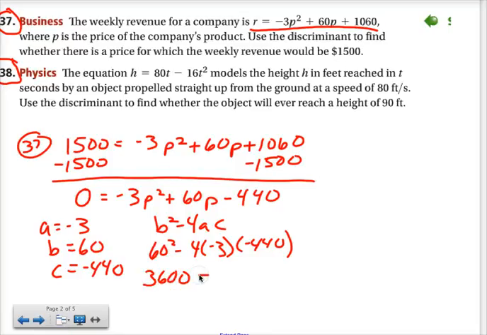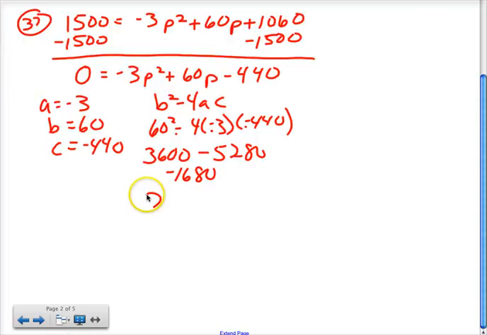So that gives us 3,600 minus, because we have 1, 2, 3 negatives, 5,280. And it's great if you go ahead and find it, but what's more important is that it's going to be negative. So because this is negative, that would mean we get 2 imaginary solutions. Well, this was a real world problem, which means the only answers that are any good for us are real solutions. So in this case, no, it's not going to get there.